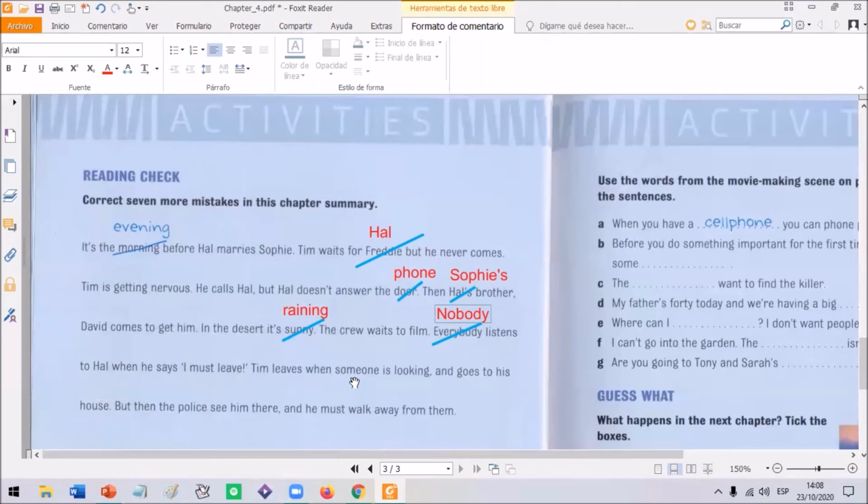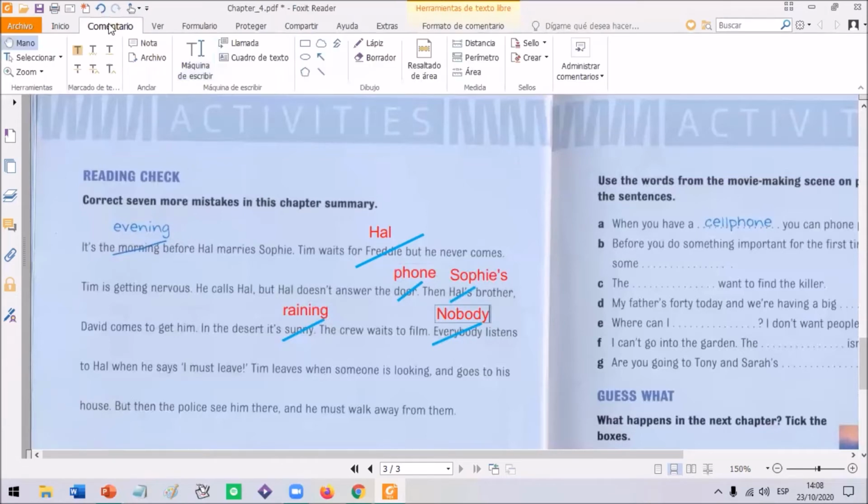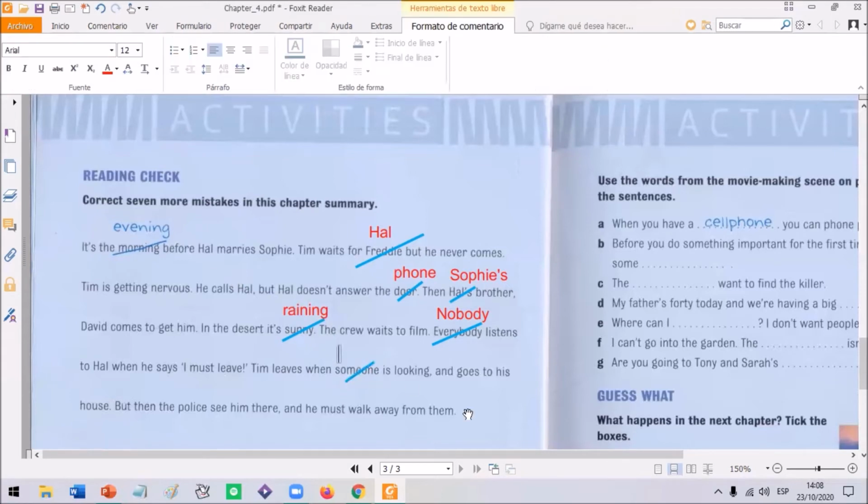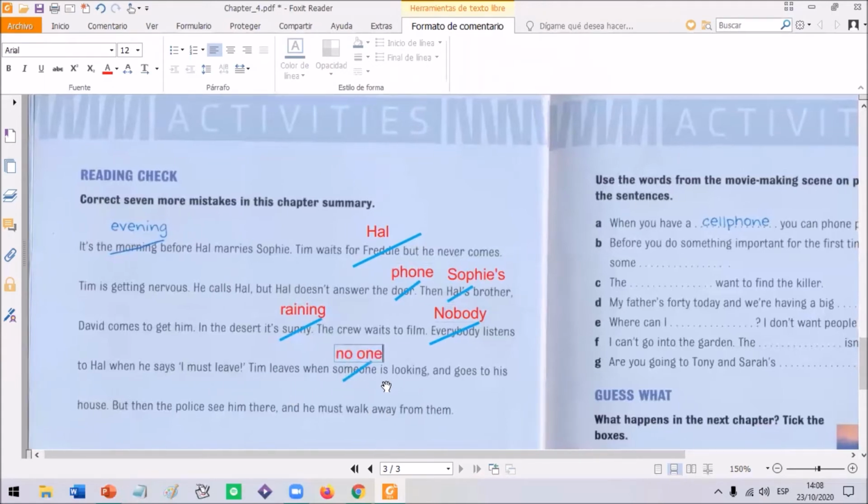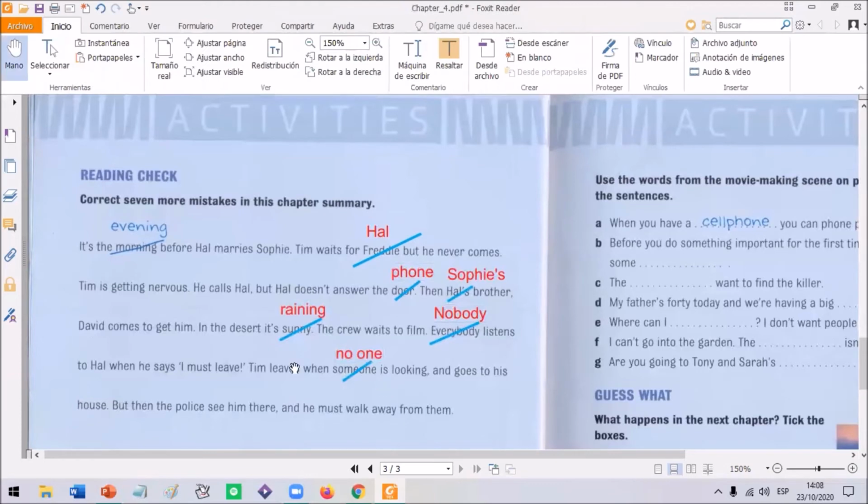Tim leaves when someone is looking and goes to his house. Now, there is another problem in this sentence, right? What's wrong? Right, this is wrong. Someone is not correct. Tim leaves when no one is looking. Y también se va cuando nadie estaba mirando. Okay? Tim leaves when no one is looking and goes to his house.